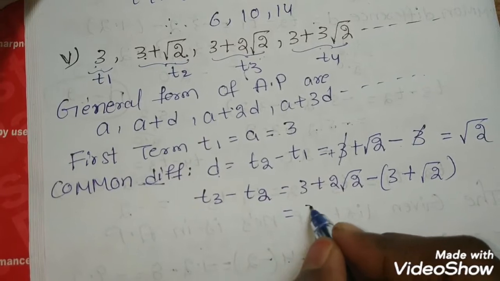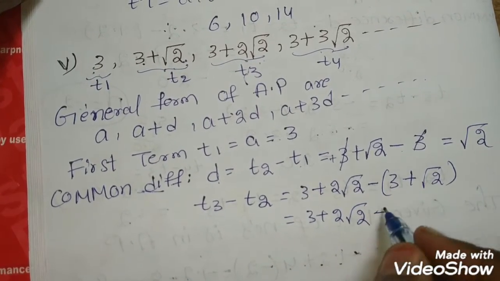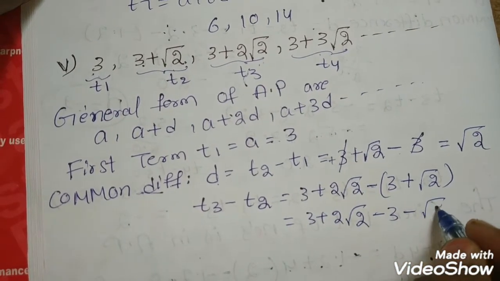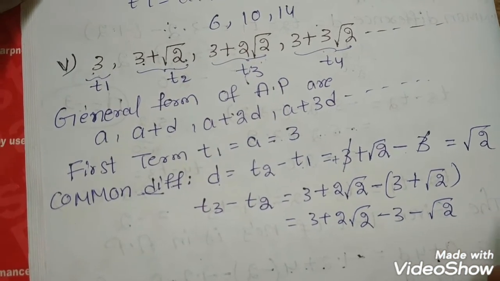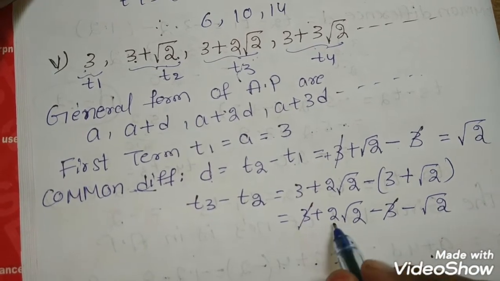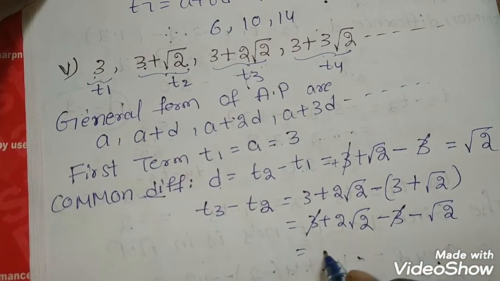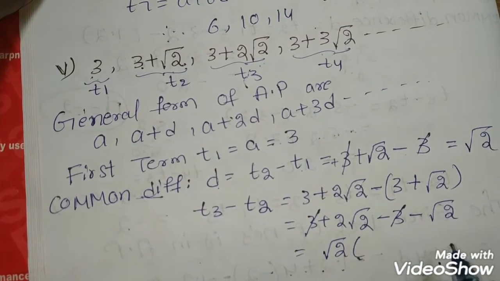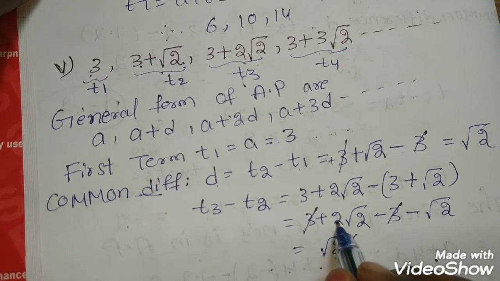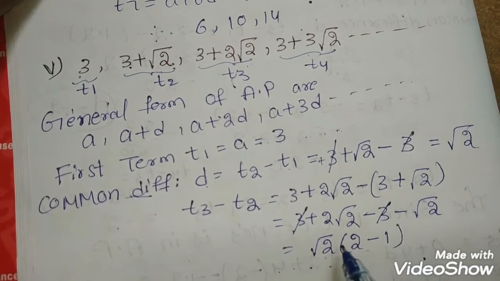How can you solve this? 3 plus 2 root 2 minus, multiply minus inside: minus 3, minus into plus, minus root 2. So plus 3 minus 3 cancel. And what do we get remaining here? 2 root 2 minus root 2. Why don't you take root 2 common? Root 2 common. Remaining is 2 minus 1. Understand?